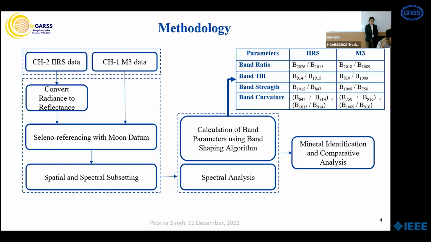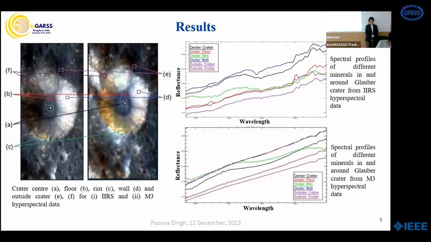Spectral analysis and band shaping algorithms were applied for the mineral identification. Four band parameters, that are band ratio, band tilt, band strength, and band curvature, were calculated for both the datasets. The band parameters are derived for M-Cube datasets. Thus, in order to perform a comparison, IIRS bands closest to M-Cube bands were used to calculate band parameters for IIRS datasets. The spectral profiles from different locations from both sensors were compared. Here, IIRS spectral profiles are found to be more detailed, especially at the 1300 nanometer and 2500 nanometer absorption regions, than the M-Cube spectral profile.